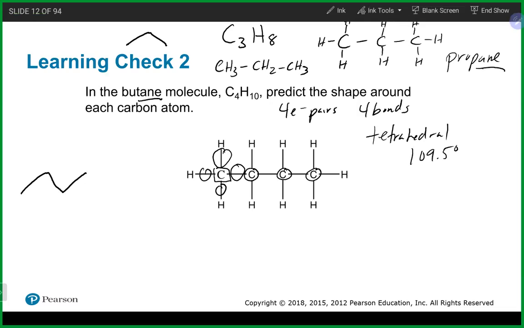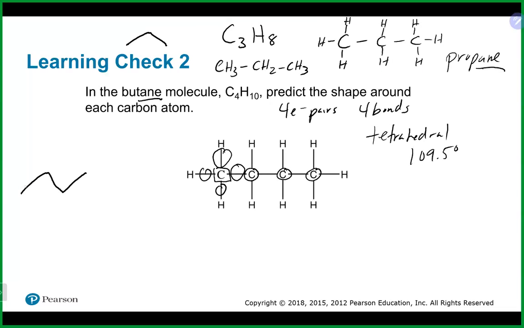What I just drew is the line structure for butane, which has 4 carbons, and the condensed formula would be CH3CH2CH2CH3. Again, the zigzag you see with many line structures is because of the tetrahedral geometry we find in alkanes. Because they're all single bonded, they all have 4 electron pairs and 4 bonds and that tetrahedral geometry. Any questions on that?